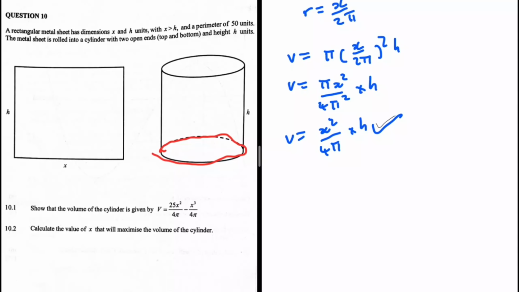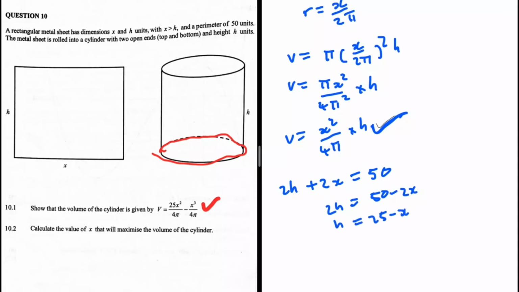We're told that the perimeter is 50 units. So that says to us 2h plus 2x is equal to 50. In what we are supposed to show, we don't have h there, but here we have h. So let's write h in terms of x and get rid of the h. If we do that, we get 2h equal to 50 minus 2x, so h is equal to 25 minus x.